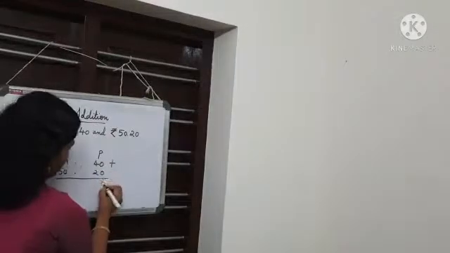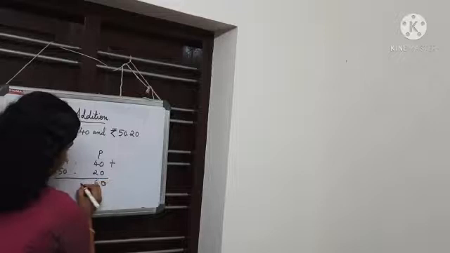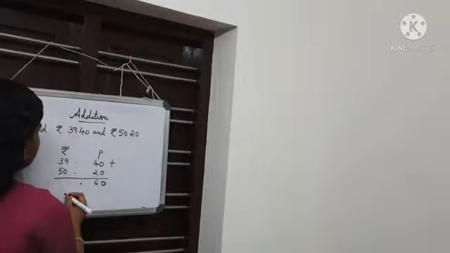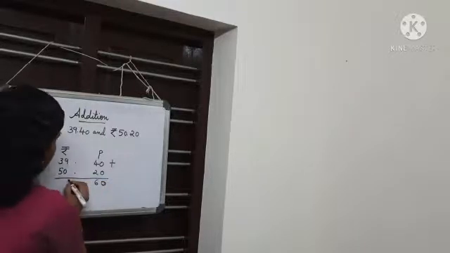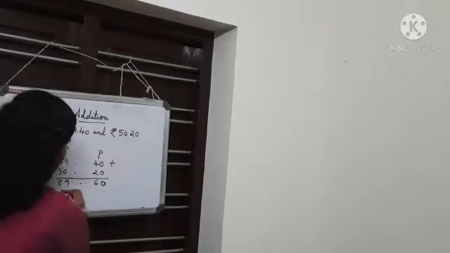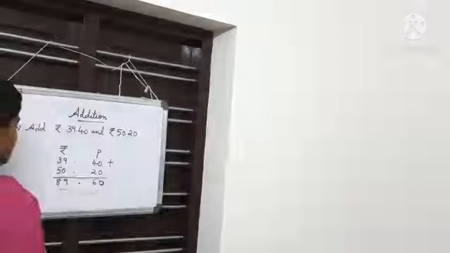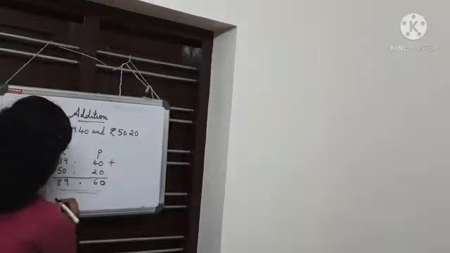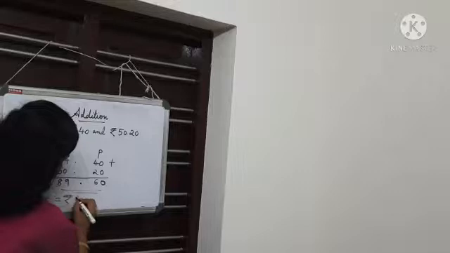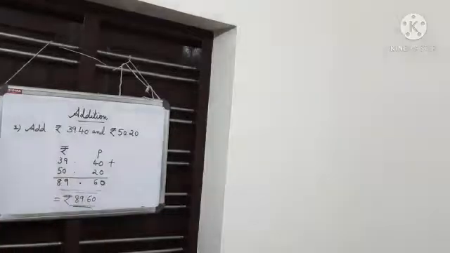0 plus 0 is 0. 4 plus 2 is 6. Now we put the decimal point. 9 plus 0 is 9. And 5 plus 3 is 8. So what is the answer? Answer is equal to, first you have to put the rupee symbol, rupees 89.60.